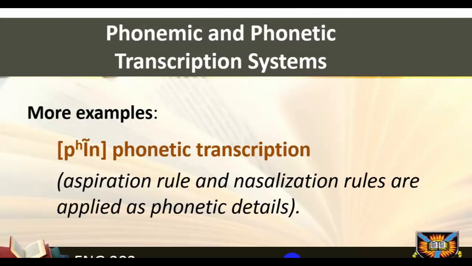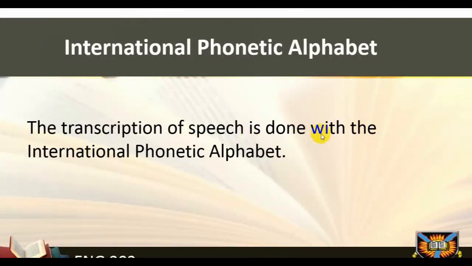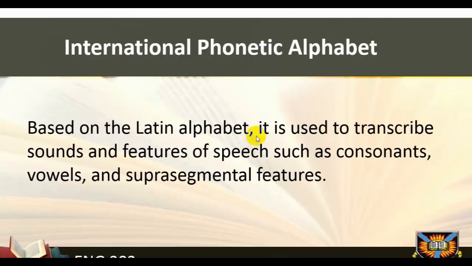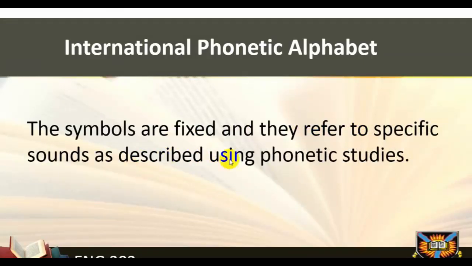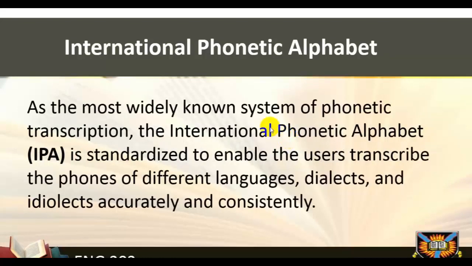International Phonetic Alphabet. The transcription of speech is done with the International Phonetic Alphabet, based on the Latin alphabet. It is used to describe sounds and features of speech, such as consonants, vowels, and suprasegmental features. The symbols are fixed and they refer to specific sounds as described using phonetic studies. All known world languages have their phonemes as well as features assigned their own corresponding symbol. As the most widely known system of phonetic transcription, the International Phonetic Alphabet (IPA) is standardized to enable the users to transcribe the phones of different languages, dialects, and idiolects accurately and consistently. It is a useful tool not only for the study of phonetics and phonology, but also for language teaching, professional acting, and speech pathology.